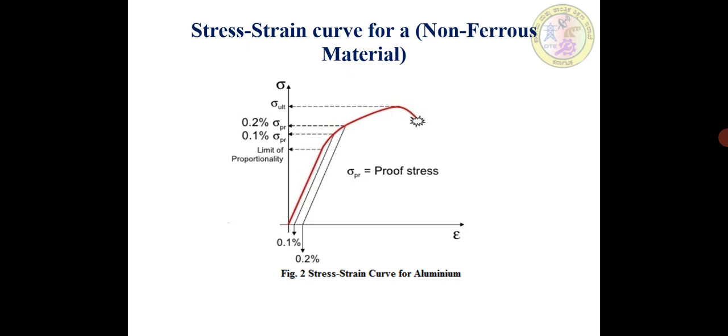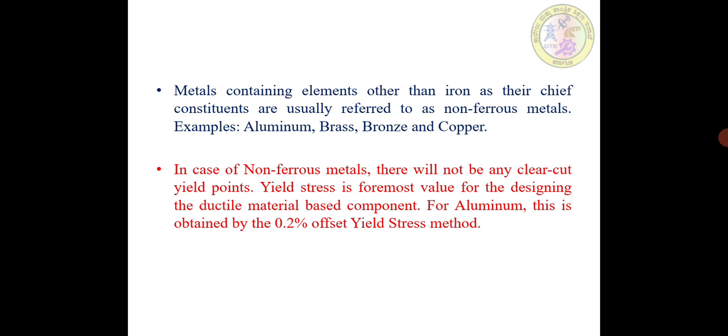Now let us look into the behavior of the stress strain curve for a non-ferrous material when it is subjected to a direct tensile test. This diagram is for non-ferrous metals like aluminum, brass, bronze and copper. Metals containing elements other than iron as their chief constituents are usually referred to as non-ferrous metals.